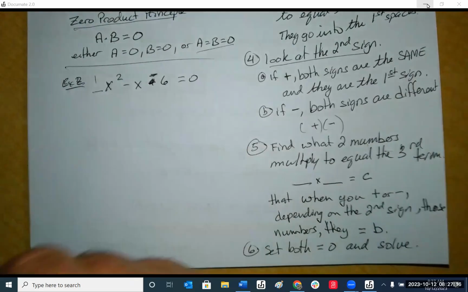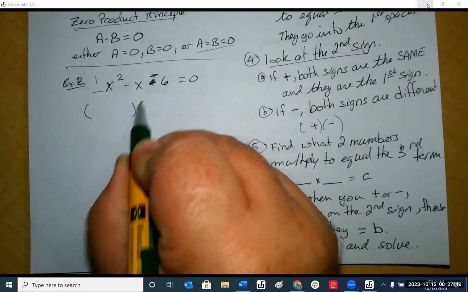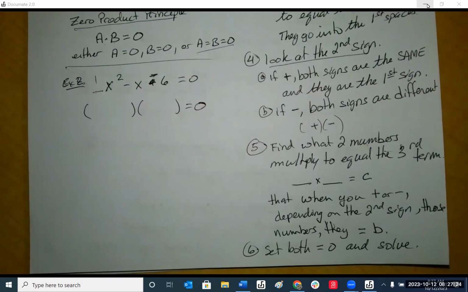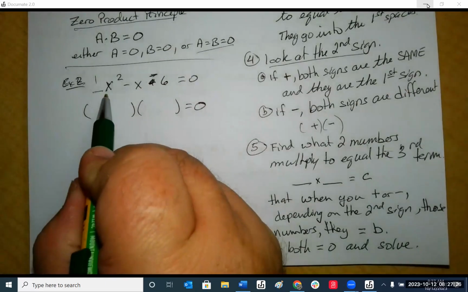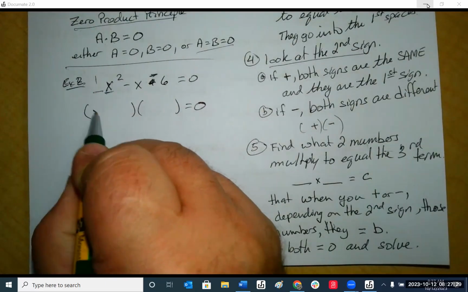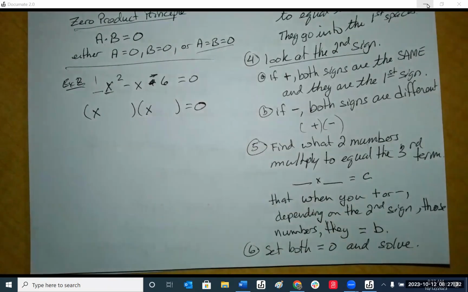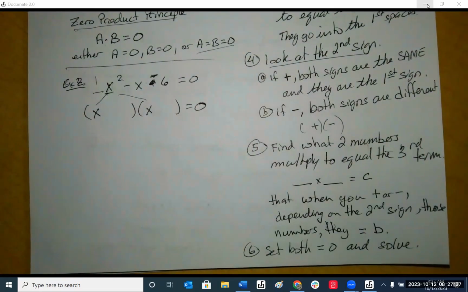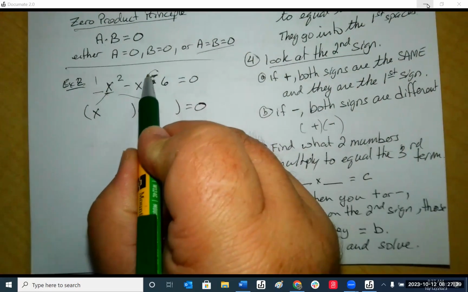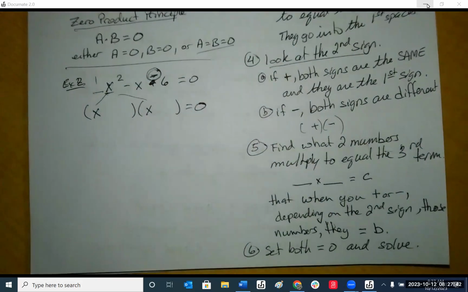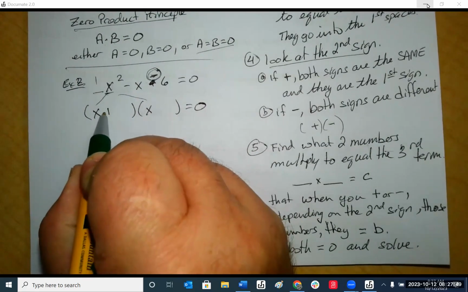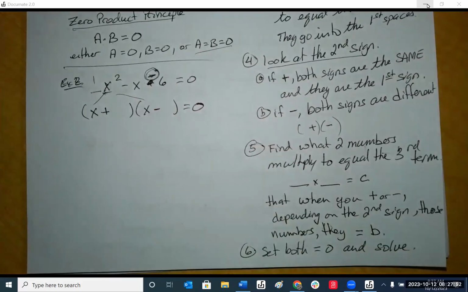A is 1. So we just go ahead and make the parentheses. First step is look at the first term. What times what equals x squared? X times x. Then look at the second sign. It's a minus. That tells us what? That the signs are opposite. One's going to be a positive, one's going to be a negative.